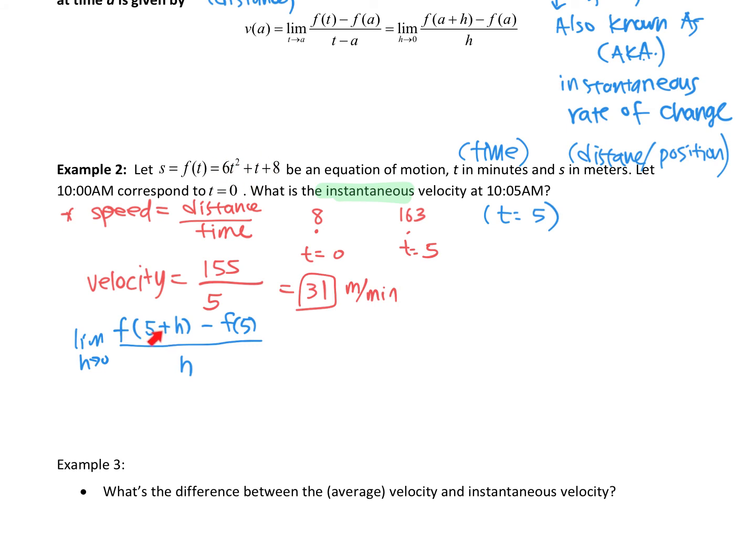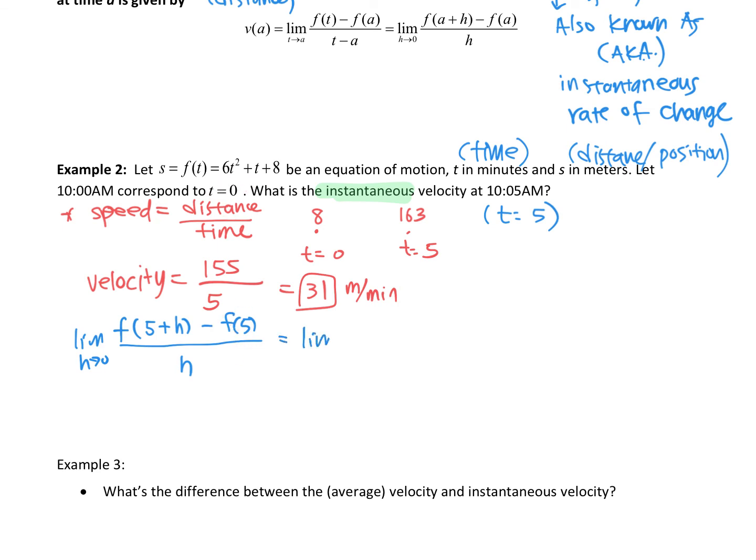So this is going to be kind of slightly tricky. So 5 plus h squared, right? So instead of t, I'm going to write 5 plus h. So it's 6 times 5 plus h squared plus 5 plus h plus 8, right? And the second part is easier. I'm just going to plug in 5. All right, let's go from there.